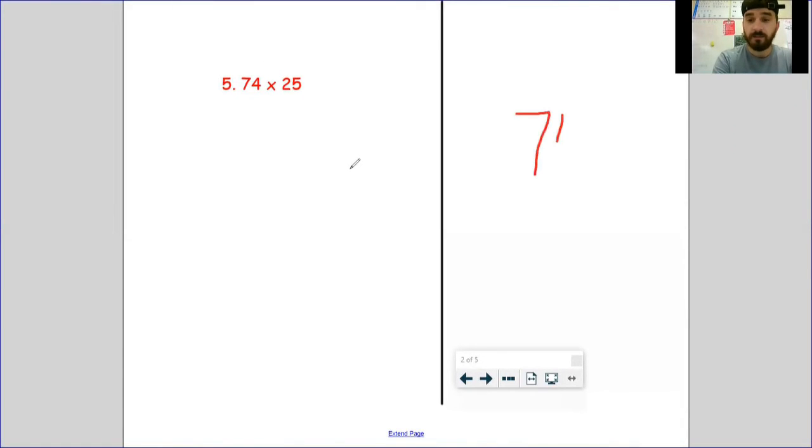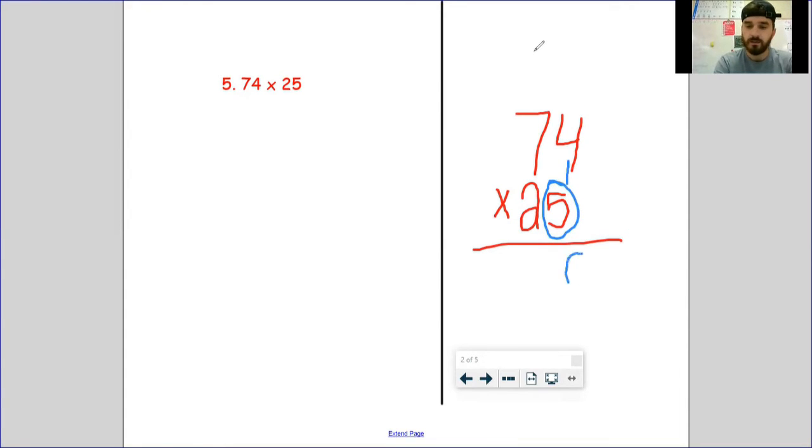You can stack them like we have been in class, 74 times 25. I'm going to start with the number in the ones place. I'm going to start with the 5. Go here, go 5 times 4, we get 20. 0 stays, 2 goes. Then go across here, we got 5 times 7, 35, plus 2 more, 37. And I'm done with the ones place. You can scratch it out, get rid of anything that you carried over.